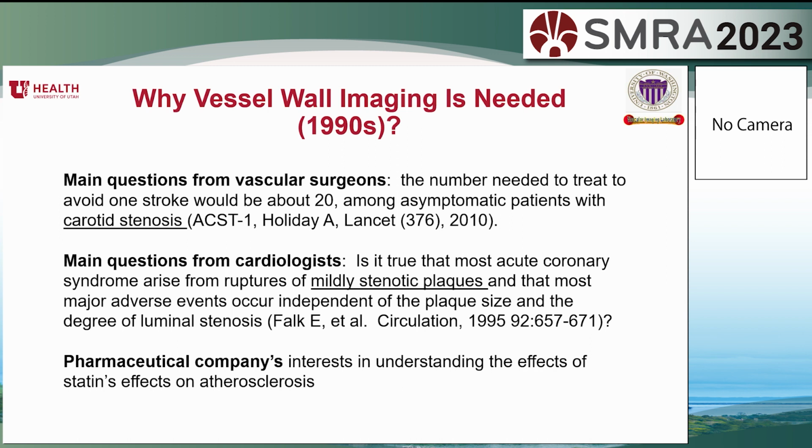The second big question at that time came from the cardiology field: is it really true that most acute coronary syndromes arise from rupture of mild stenotic plaques, and whether this type of mild stenotic plaque is really the one that leads to more adverse events? Both questions focus on what information stenosis provides, whether that is adequate to describe the disease, and whether you can use it to predict patients' future outcomes.